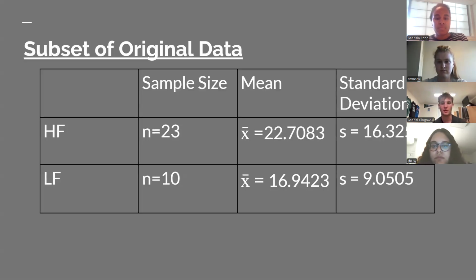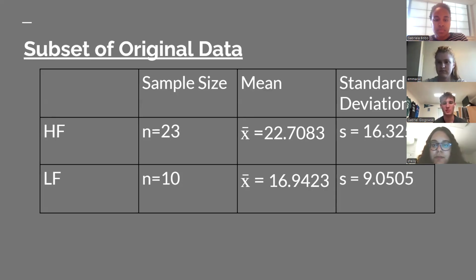Okay, so this is the subset of our original data. Here we take a look at the high food diets and the low food diets. Looking at the sample size over here, we can see the sheer number of data that we have for the high food diets versus the much lower number of data that we have for the low food diet.